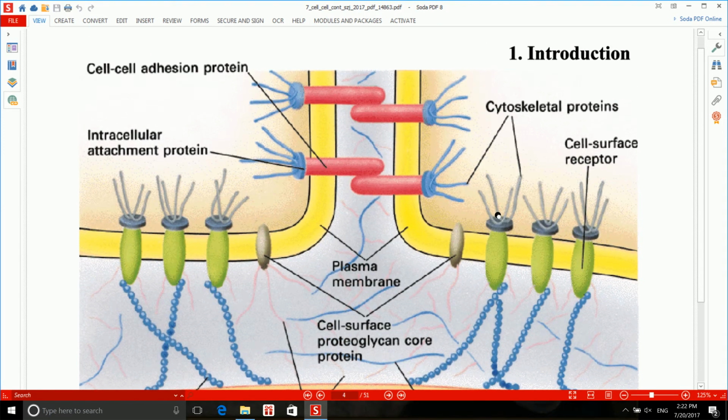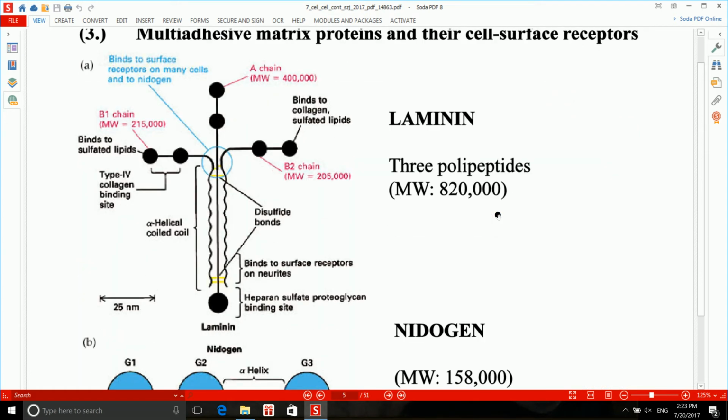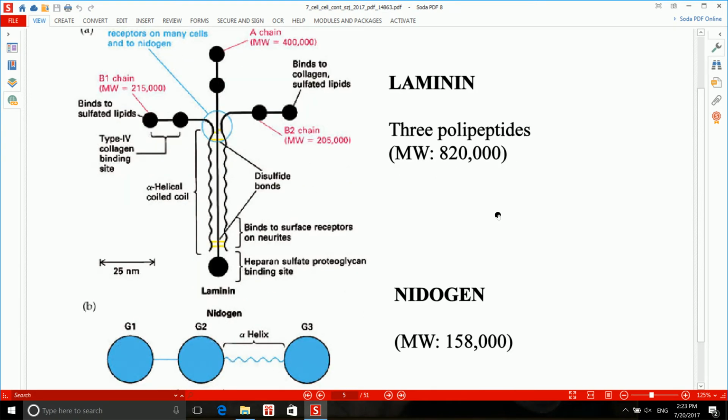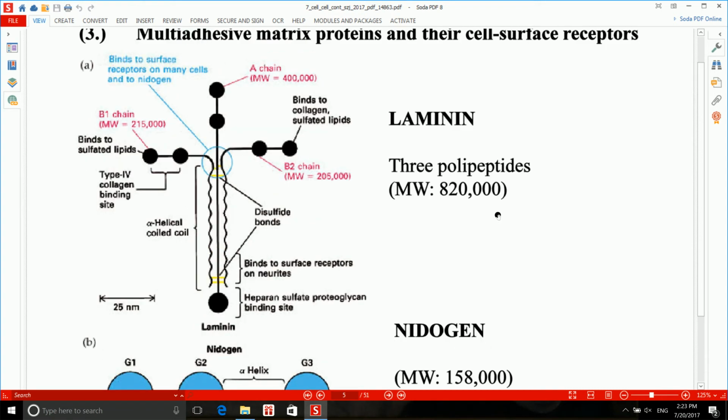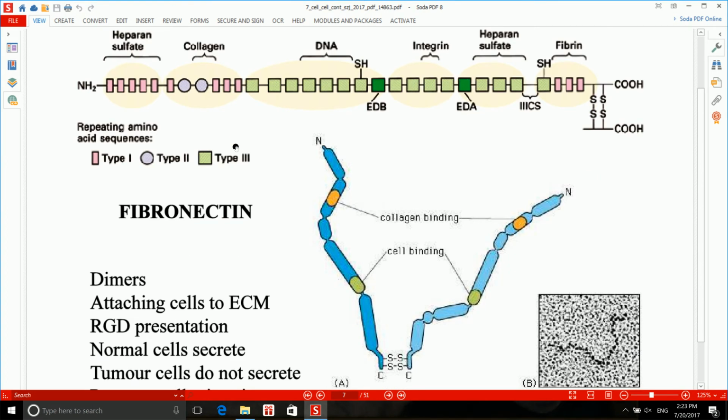So first of all, we need to make a distinction between two different things: multi-adhesive matrix proteins and the adhesive proteins and receptors which are located on the cell. The first group, multi-adhesive matrix proteins, are components of the matrix, and you need to know three of them: laminin, nidogen, and fibronectin. You can see the structure of laminin and nidogen here and their molecular weight. The only thing you need to know is that laminin and nidogen are both multi-adhesive matrix proteins, and that laminin is formed by three polypeptide chains. That is all you need to know about these two. But about fibronectin, you need to know more.